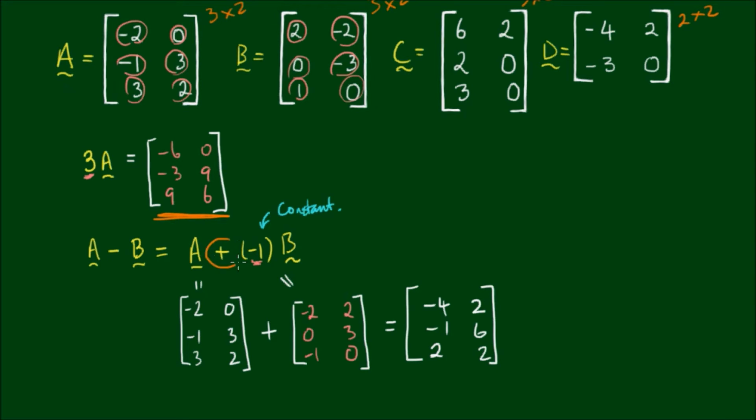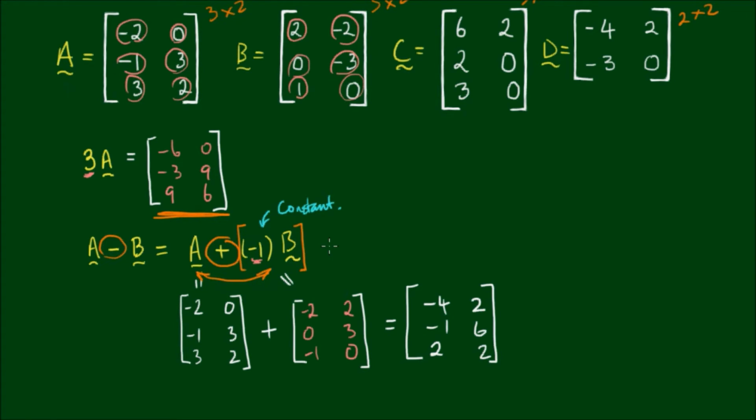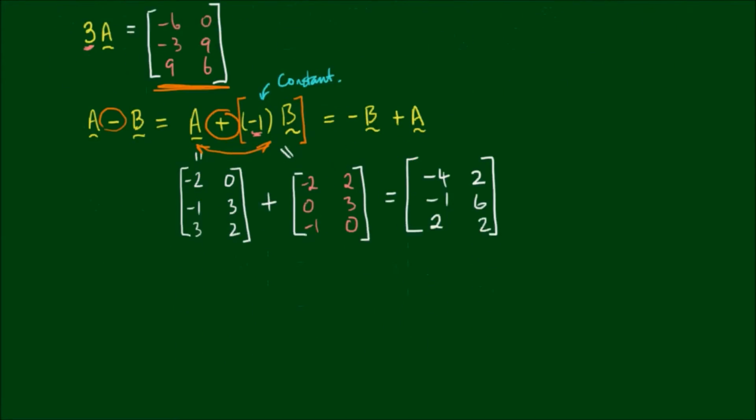And note that because we turned the minus into a plus, and we multiplied matrix B by negative 1 to essentially form a new matrix, it doesn't matter which order we perform the operation. So commutativity is maintained here. So I can just as easily write this as negative B, the negative of the matrix B, plus matrix A, and I should get exactly the same result.